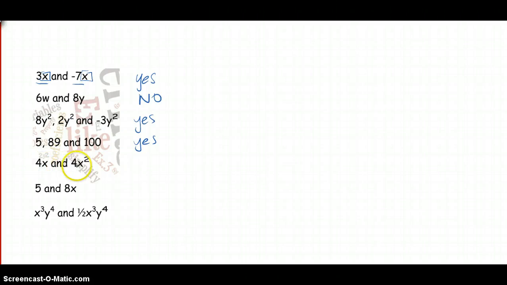Between 4x and 4x squared, look at the variables. So we have x and x squared. Are they the same? No, they're not like terms. So I would like you to determine if both of these are like terms or not in your notes.